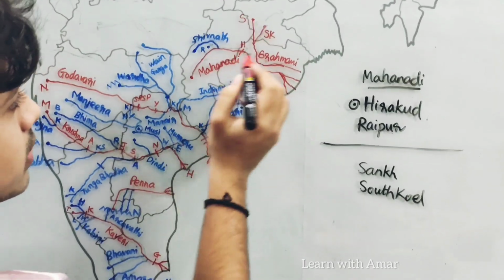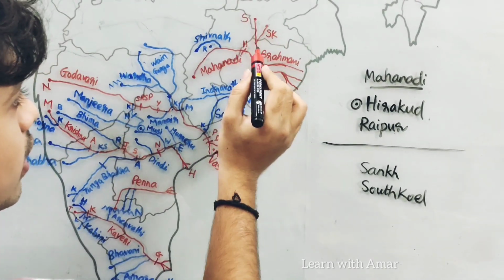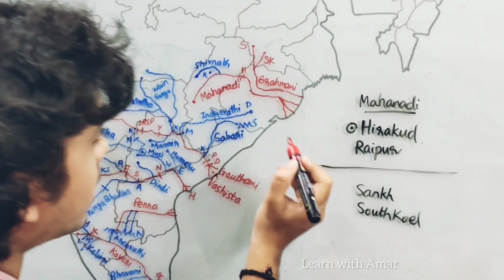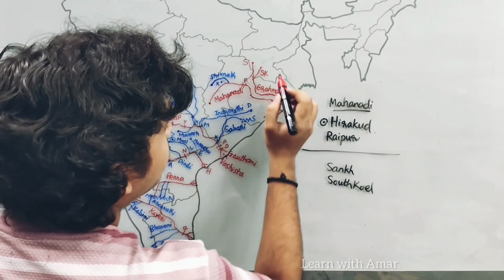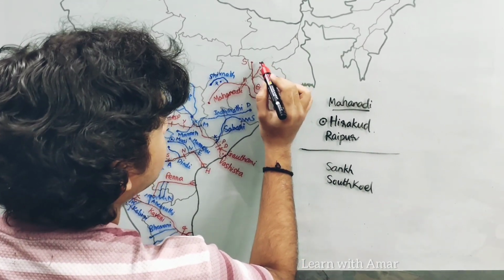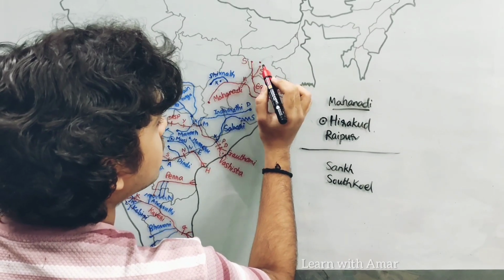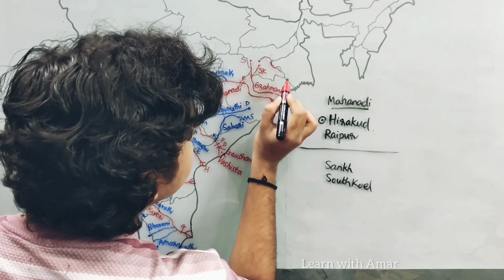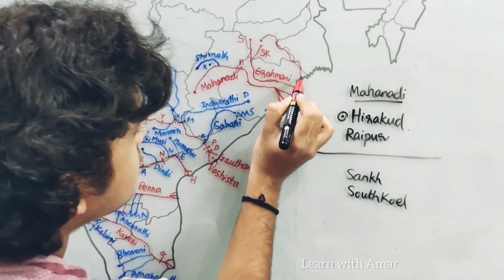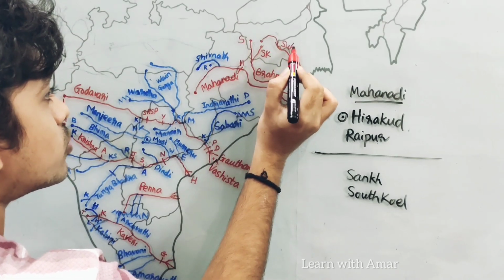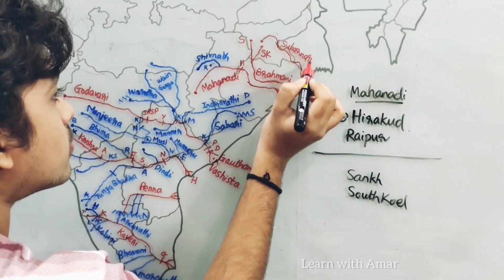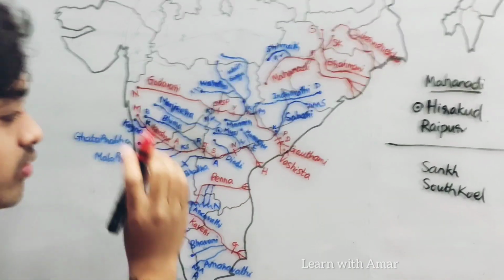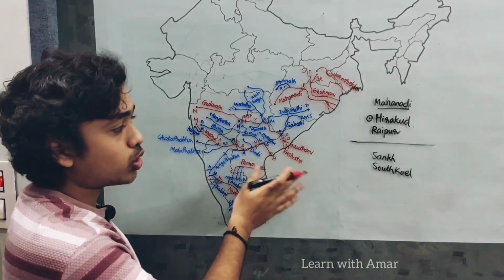It flows in Odisha. These both, Shank and South Koyal, originate in the Chota Nagpur plateau, and Bramhani empties into the Bay of Bengal in Odisha. Okay, another important river here, it also originates in Chota Nagpur plateau in Jharkhand. It is Subarnarekha river. It flows like this and it joins the Bay of Bengal here. This is Subarnarekha. Okay, right. These all are the rivers which flow towards the east and join the Bay of Bengal.